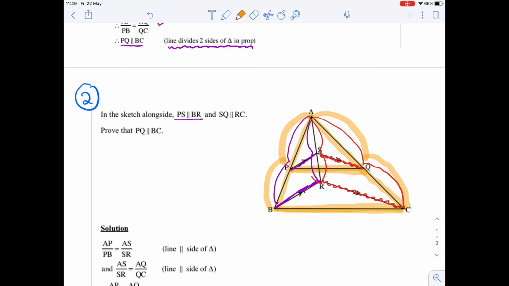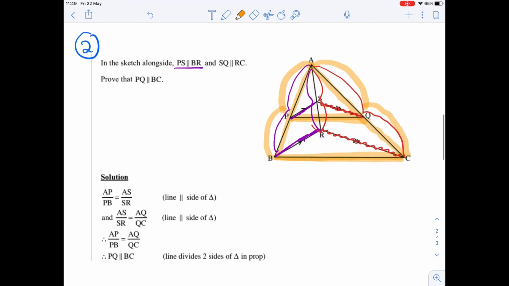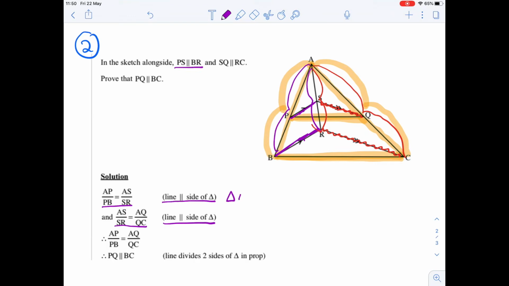Okay, now let's see how we set it up in the solution. The writing out of the solution, I think, is often what gets us. So let's have a look here. So we've started off by saying AP over PB is equal to AS over SR. Reason, from theorem one. But we also said that AS over SR is equal to AQ over QC. Okay, let's maybe just add here that this is all in triangle ABR. Might just help you to see it. And this is all in triangle ACR.